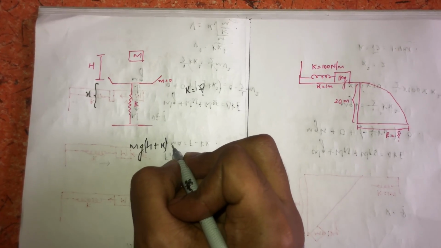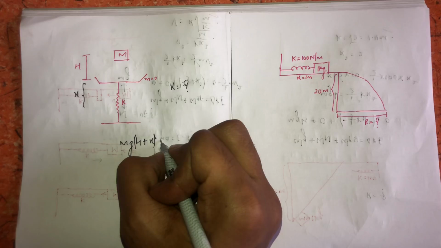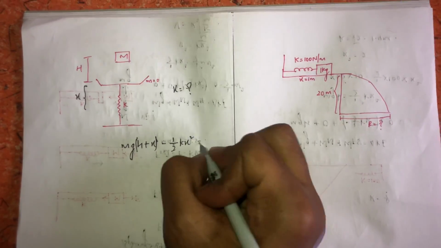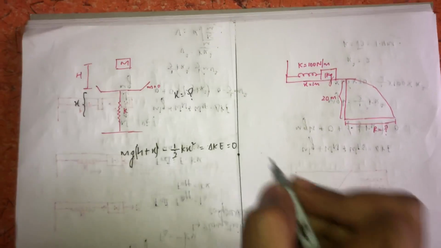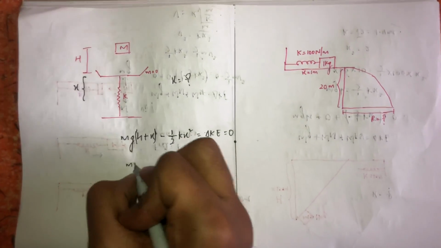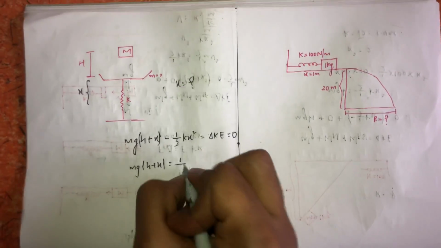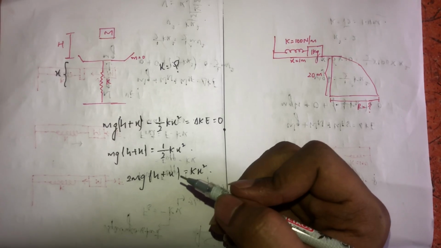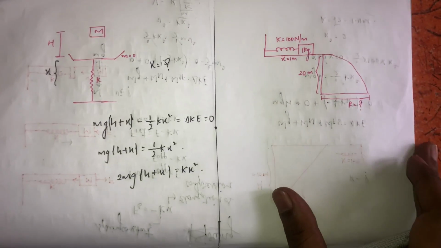And the work done by the spring force will be equal to minus half k x square, which equals the change in kinetic energy, that is equal to 0. Then mg(h plus x) is equal to half k x square. With the given values in the question, we will be able to find the value of x. Simple.